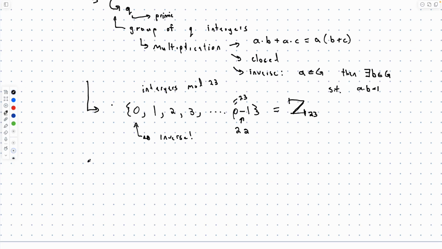Okay. So the next thing I could do is I could just drop 0. So let's use the exact same group, but I'm going to get rid of 0. So I'm going to do 1, 2, 3, all the way up to 21, 22. Okay. And this is used so often that there's actually a special notation for it. We add a star to Z. So Z23 means mod 23. Z star means excluding 0. That's what it means in practice.